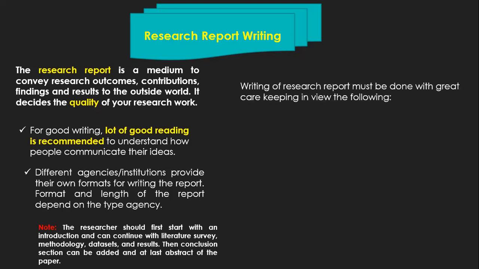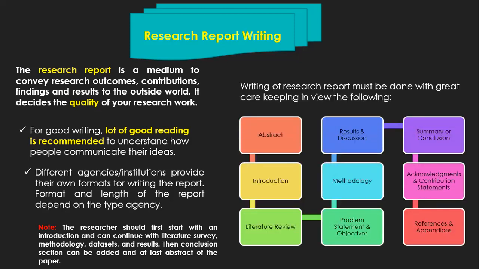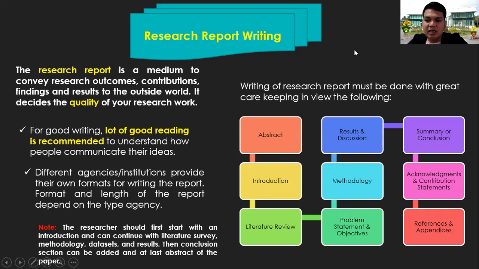Okay? Note that the researcher should first start with an introduction and can continue with literature survey, methods, data sets, and results. Then can have a conclusion and then acknowledgement and then references. So basically that is the writing of the paper. So from abstract, okay, assuming you have already written your manuscript, you are already done with the data analysis, the graphs, the tables, and even your references, you can have this complete package of paper from abstract down to appendices.